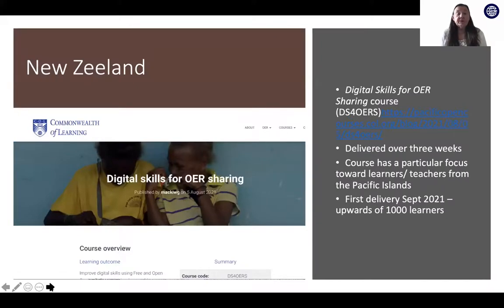We have one initiative from New Zealand, which is in collaboration with the Commonwealth of Learning, about digital skills for OER sharing. And this course is also in collaboration with OER University and with Wayne Mackintosh. And our ambassador Trish from New Zealand and her colleagues have been working on this initiative. It is a course over 3 weeks, with a special focus on learners who are teachers from the Pacific Islands. It started now in September, and there are some 1,000 learners already.